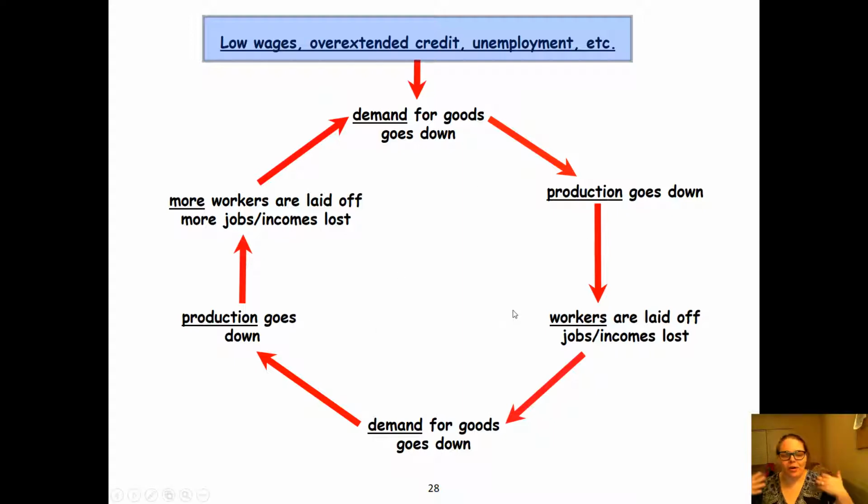But that thought process didn't exist in the 1920s because of laissez-faire, right? If the government steps in and gives people jobs, that is the government interfering in the economy. And they didn't think like that in the 1920s.